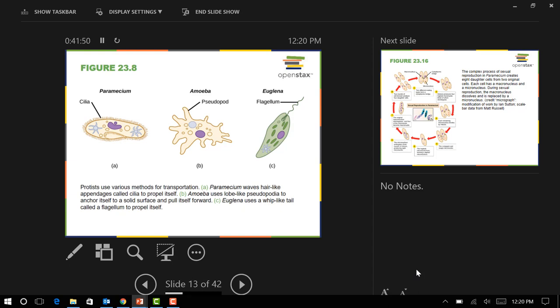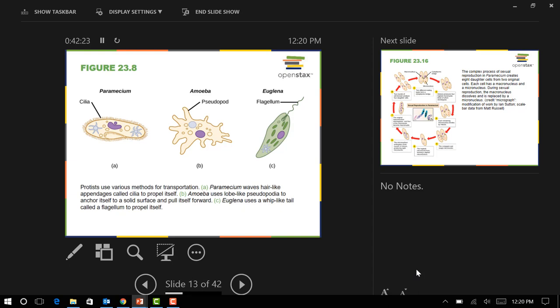Or they can move using what's called a flagellum. Structurally, cilia and flagella are identical. Just flagella tend to be large compared to the size of the organism and few in number. Cilia tend to be small relative to the size of the organism and many in number. All right, but these are the three main locomotion strategies to move in response to a stimulus.